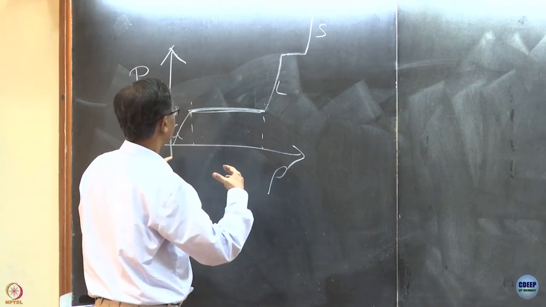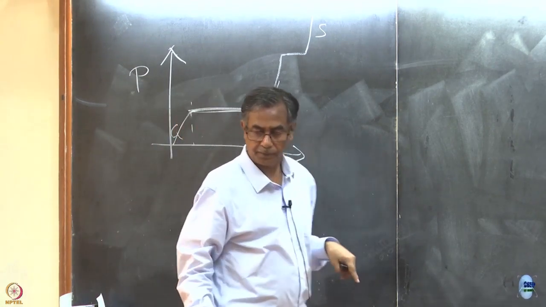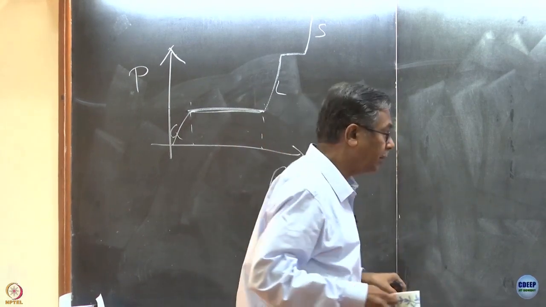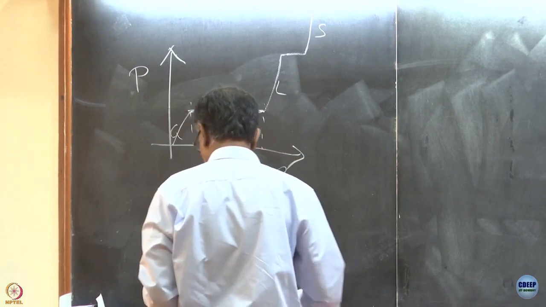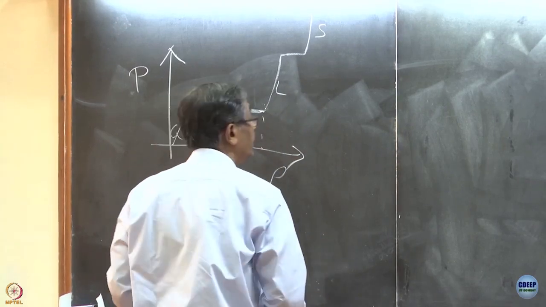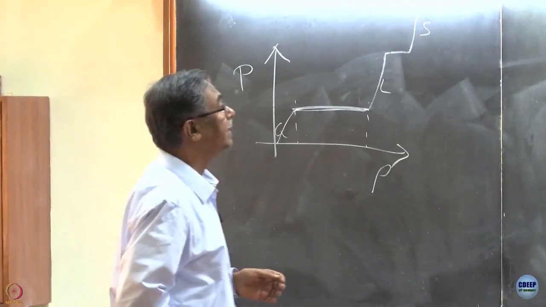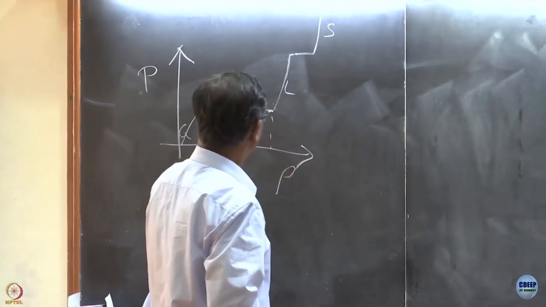So this kind of identification is extremely important, and that was implemented by Landau, because this change that I'll be seeing here is what characterizes the transition.